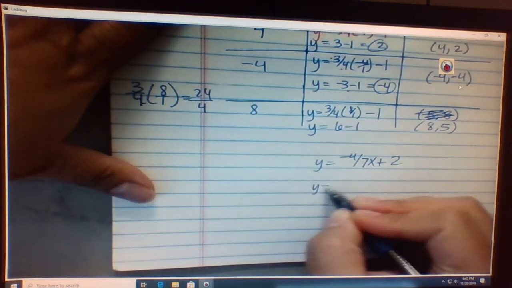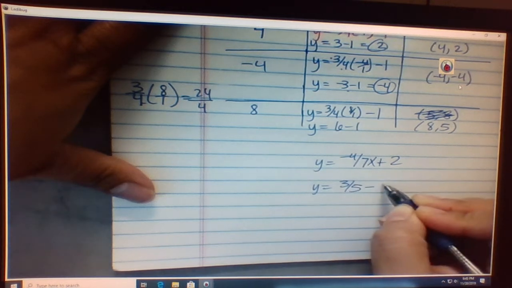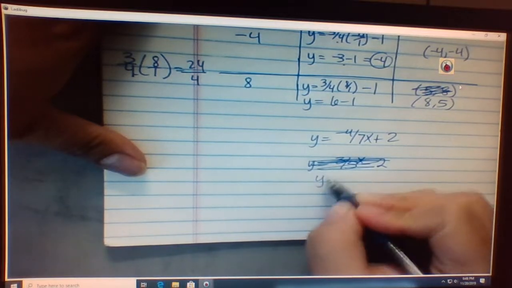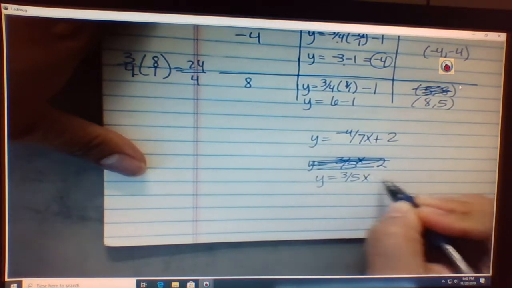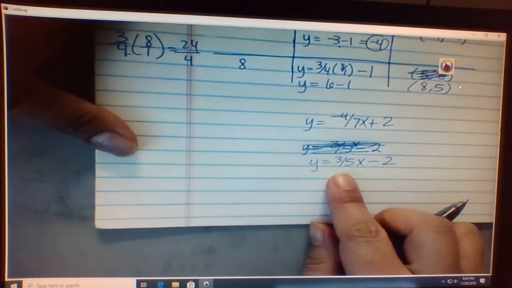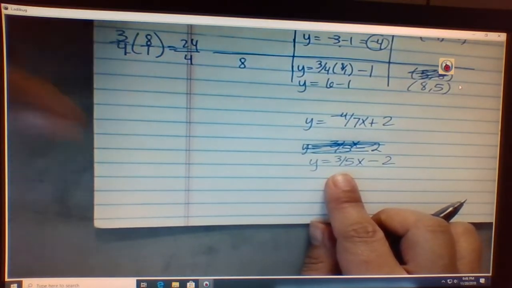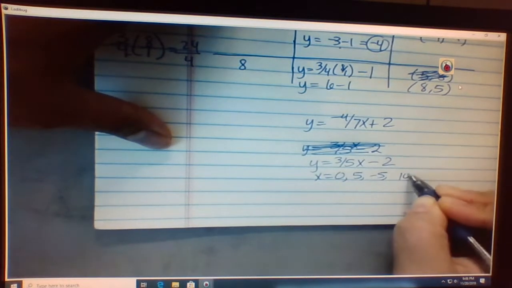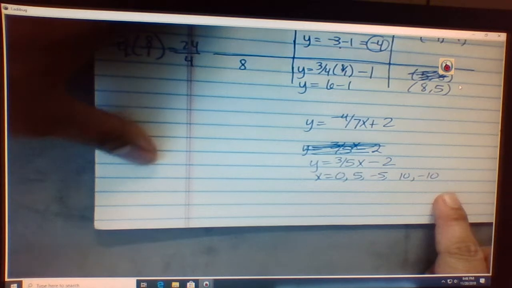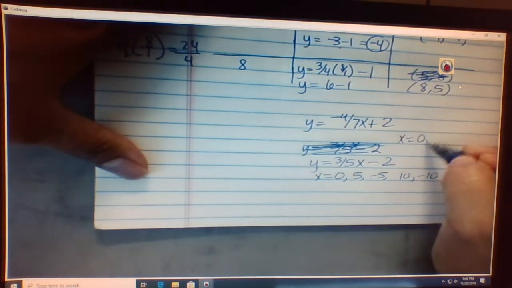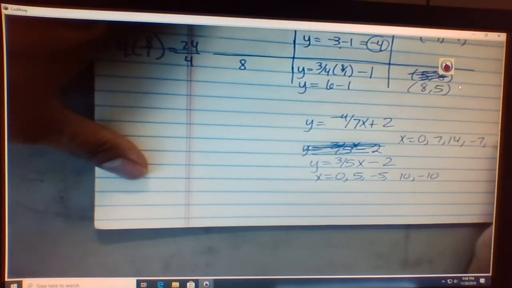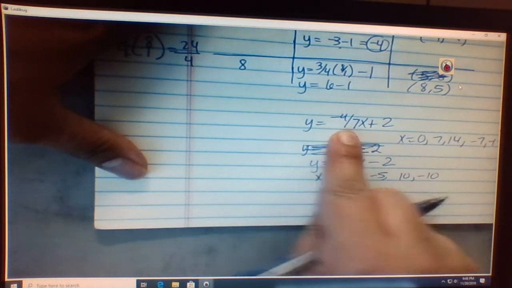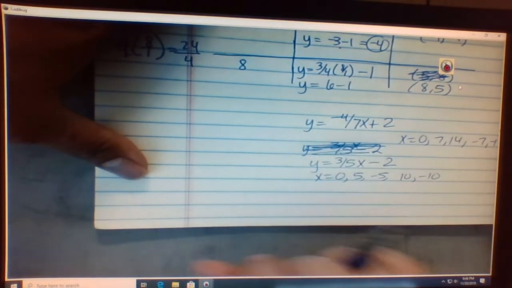If I have y equals 3/5 x minus 2, and I don't know why I keep forgetting that crazy x. Who am I going to use for x? 0, 5, -5, 10, and -10. That's what you're going to use. For the other one, it was 0, 7, 14, -7, -14, because of your denominator. That way you won't end up with fractions.